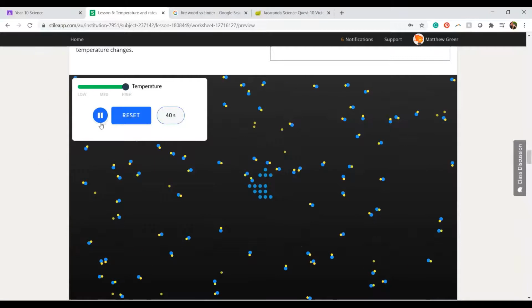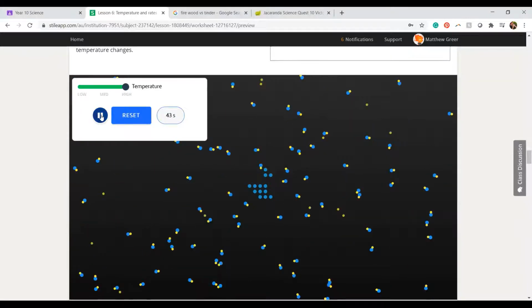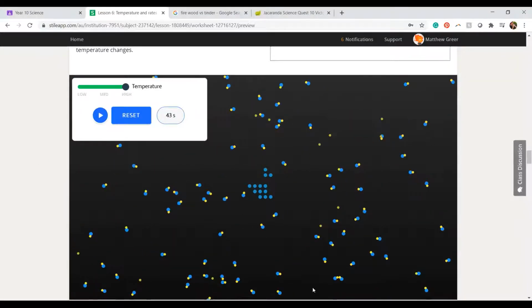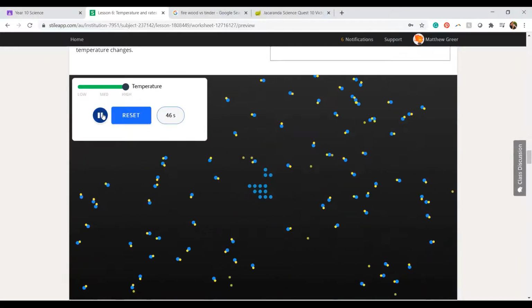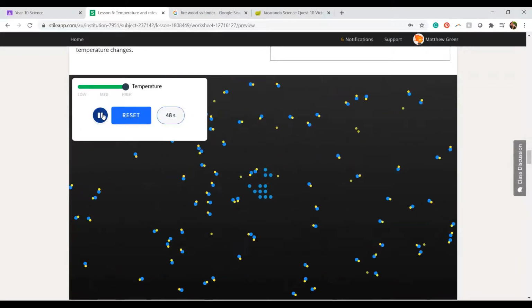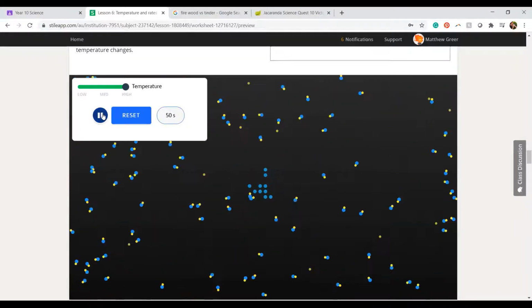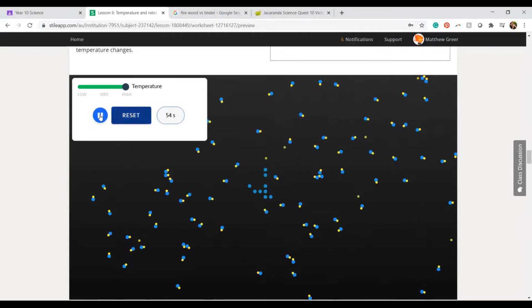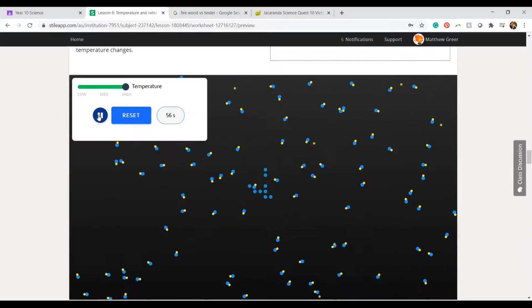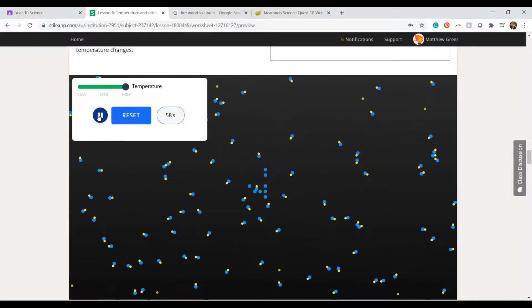I might stop it about there just because the reaction slows down. The reason reactions slow down at the end is because there's less reactants. Notice that there's only a couple of reactants here, and even though those reactants are moving really quickly, because there's less of them, they just don't react very often. So that's temperature.